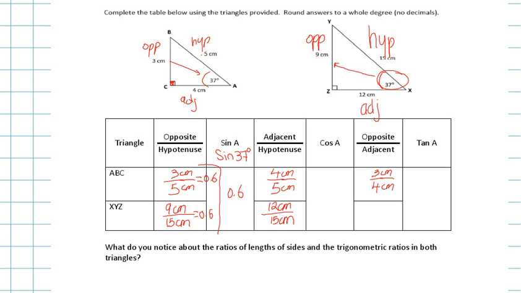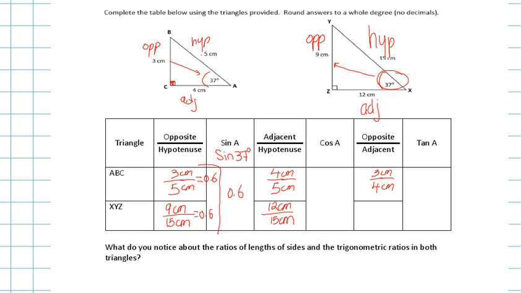And if I do sine angle X, what's angle X? 37. What's sine 37? 0.6. So what did you guys notice right here? These triangles are the same. Yes, number one, they are similar triangles. But what do you notice about this, and this? They're all 0.6. Okay.